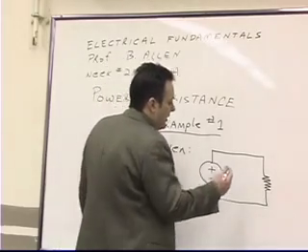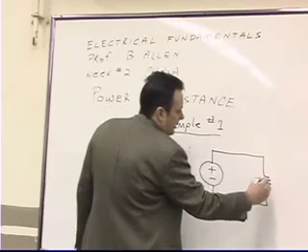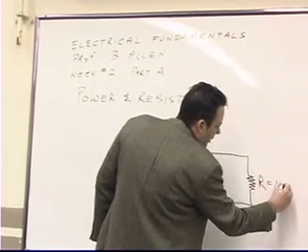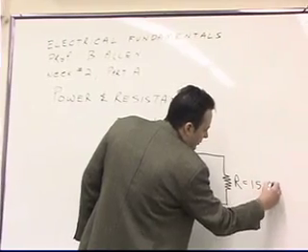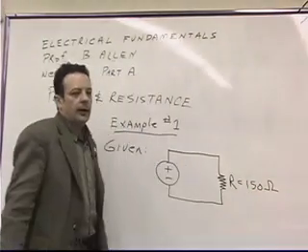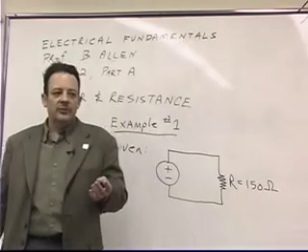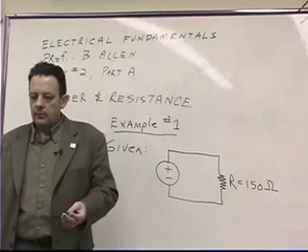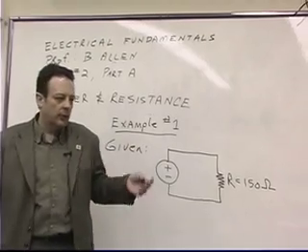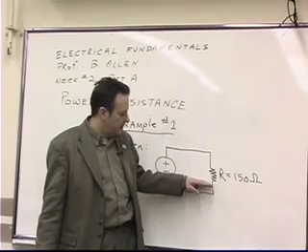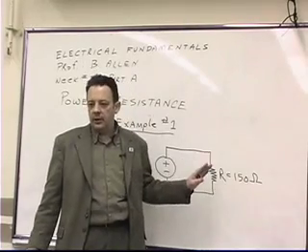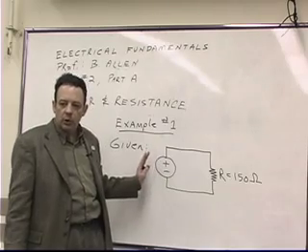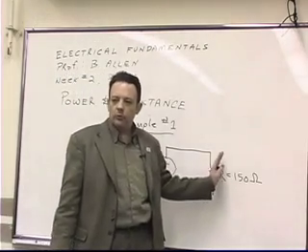So let's say that this load right here has a value of resistance that's equal to 150 ohms. And again, when I say resistance, what is resistance? Opposition to current flow. So what this is doing in the circuit is it's opposing the battery's attempt to push valence electrons through the circuit.